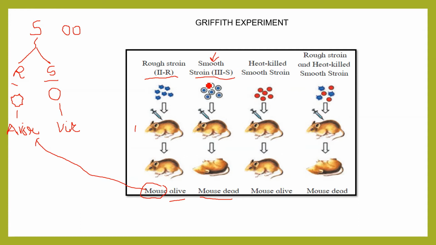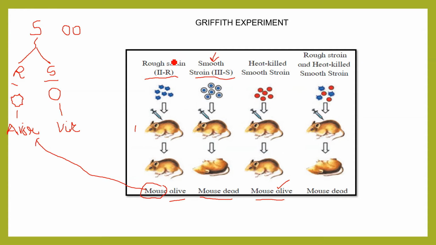And in the third type, he was now more interested in the smooth strain itself. So he took this smooth strain and heat killed it. It means he took a test tube, put the smooth strain into that and heated it so that the bacteria which is causing the death will die. Once it was heat killed and injected into the mouse, the mouse was alive. It means Griffith said that heat can kill this bacteria and thus not allow the mouse to die.